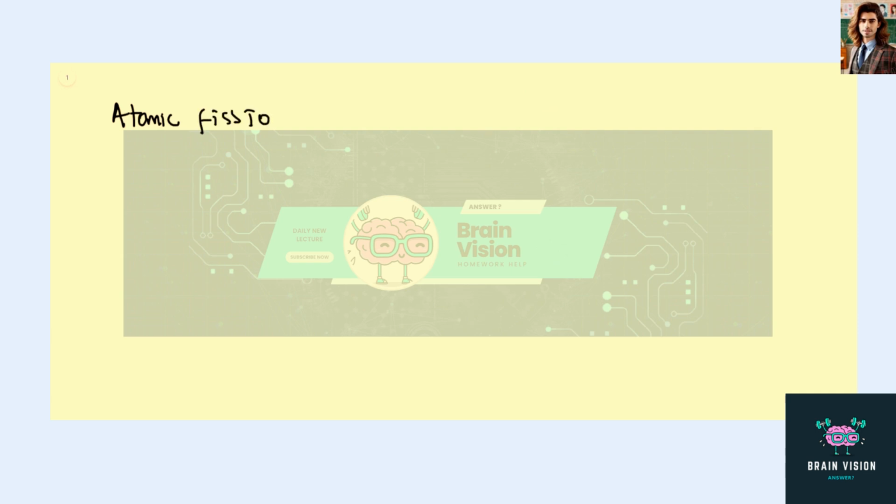A new problem on atomic fission, which pretty much means that you have atoms splitting from each other into different pieces. In this case, we have a particle A that splits from another particle B, and they fly off in opposite directions. So that's what we're given.